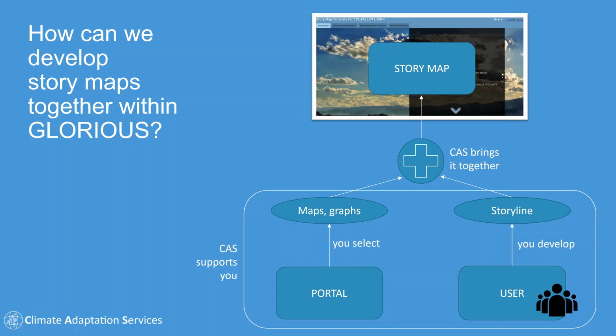So we want to develop a storyline. We want to tell the user what the use case is about, why the user is concerned with climate change, and how you tackle it within Glorious. So when we move to the storyline, we also need your help to get some information about the user and the use case. Once we have some data and a storyline, then we will bring it together and develop the story map. We will also support you in this process. So to keep it short, we will do all the technical stuff, and we need some content from your side.